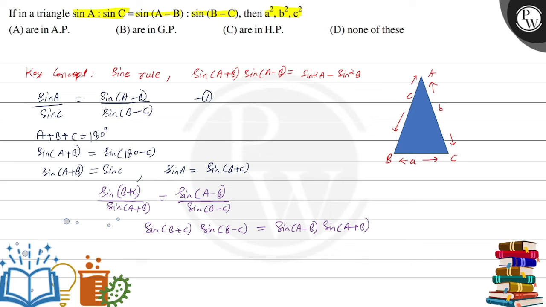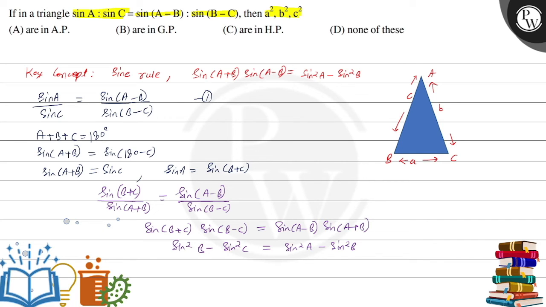What we can do from here is use the formula sine A plus B into sine A minus B is equal to sine square A minus sine square B. So we can use that for sine B plus C, sine B minus C, which can be written in this form, sine square B minus sine square C, and on the right hand side we'll have sine square A minus sine square B.